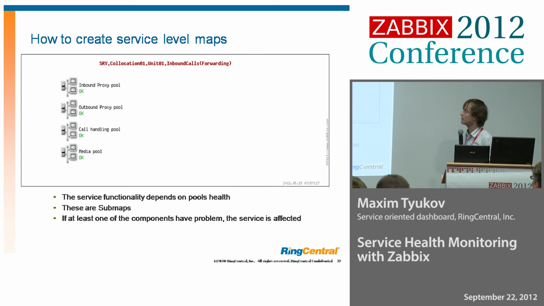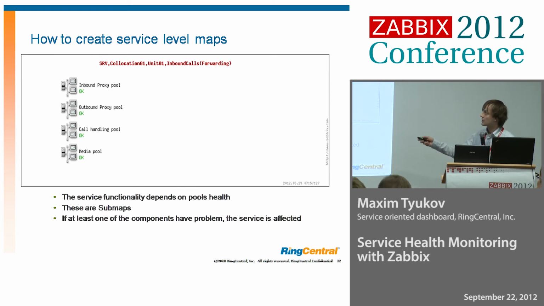When we go to submap, we see, on example inbound calls again, 4 pools which provide this service in only one unit, for example, unit 01. All these pools are also maps, I mean type map. And when one of these pools becomes problem, change status to problem, the upper level becomes problem here.